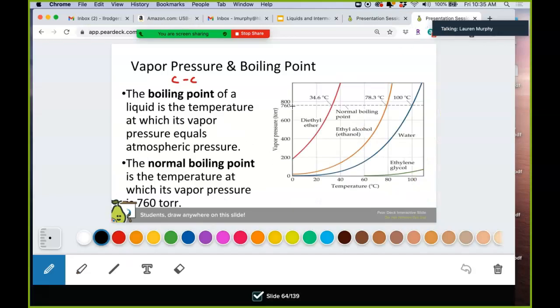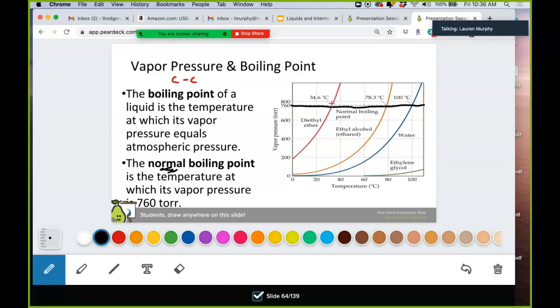Okay. So if you look at that relative on the chart, normal boiling point just means the boiling point at 1 atmosphere, or 760 torr. 1 atmosphere and 760 torr are the same thing. That's all the word normal means, because that's like a normal setting or a normal room.